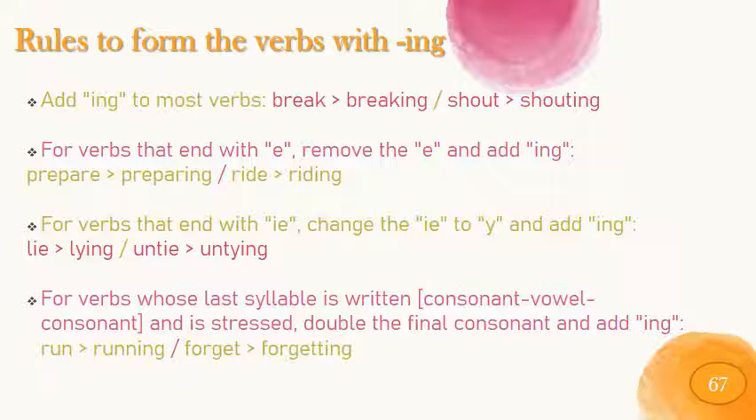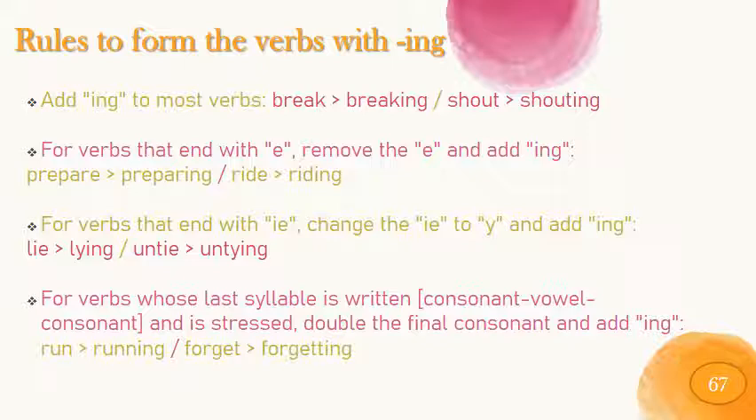But what about the verbs that end with IE? Some verbs end with IE. What should we do here? We cross out the IE, we replace it with Y, then we add ING. Example, lie. Here it ends with IE, so I cross out the IE, I add Y, then ING. Lie, lying. Untie. Tie also ends with IE, so I have to cross out the IE, remove it, add Y, then ING.